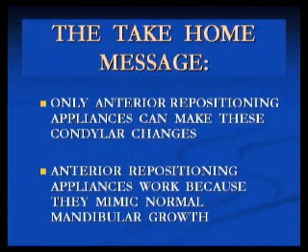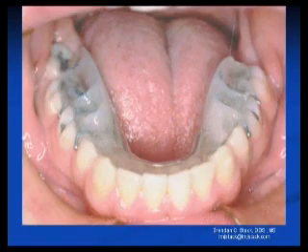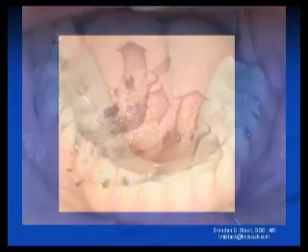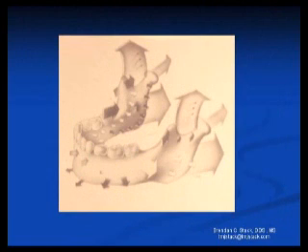The take-home message from this patient is that only anterior repositioning appliances are capable of making these changes, and they are capable because they mimic normal mandibular growth. This is the anterior repositioning appliance. This is normal mandibular growth, where the weight of the mandible distracts it from the base of the skull, and it tends to grow back in the direction the arrows are pointing.